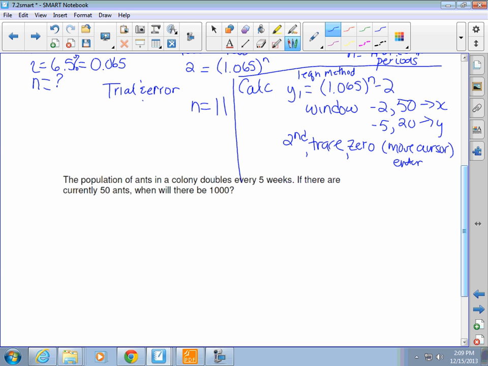Okay, the next question says, the population of ants in a colony doubles every 5 weeks. If there are currently 50 ants, when will there be 1,000?